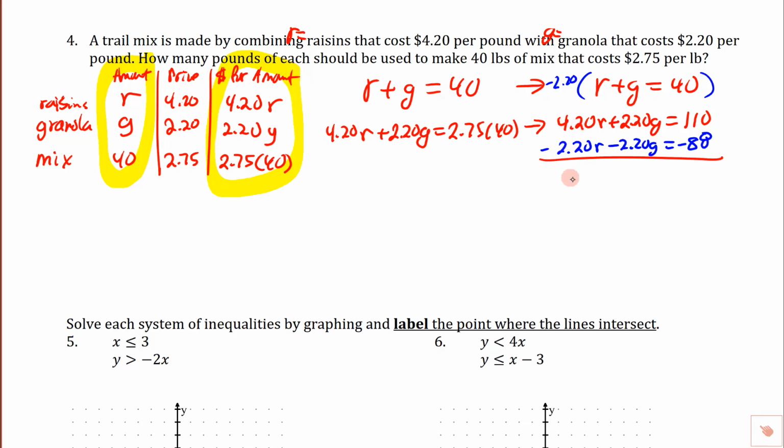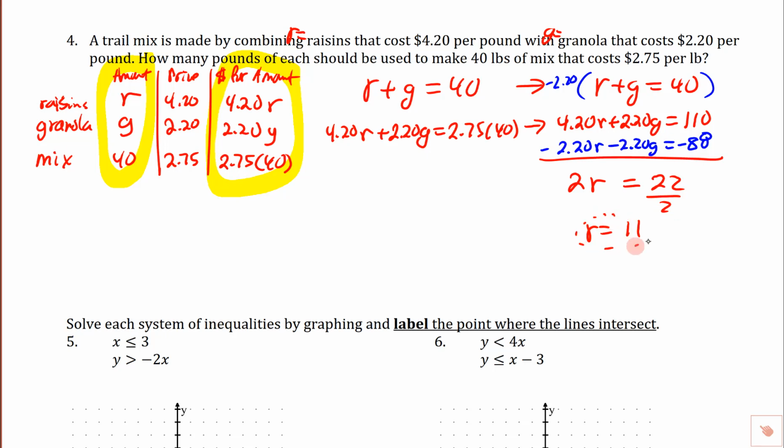Let's see. So this is going to be 2r. Those are going to go away, and then we get 110 minus 88. Well, 110 minus 88 is going to be 22. You can double check me on that. Then we're going to divide by 2, so we get r equals 11.